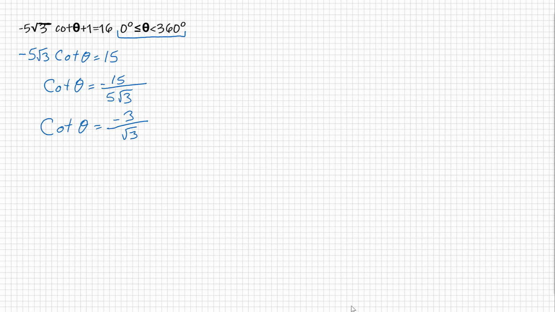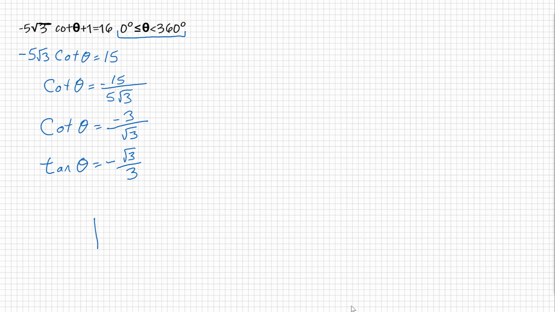And I could simplify this a little bit further, but cotangent is the reciprocal of tangent, so I'm going to end up using reciprocals anyway. I'm going to leave it the way it is right now. So I've solved this for cotangent theta. I know cotangent theta is something. That also tells me that the reciprocal of cotangent, which is tangent theta, will be the reciprocal of negative 3 over the square root of 3. So that's going to be negative square root of 3 over 3.